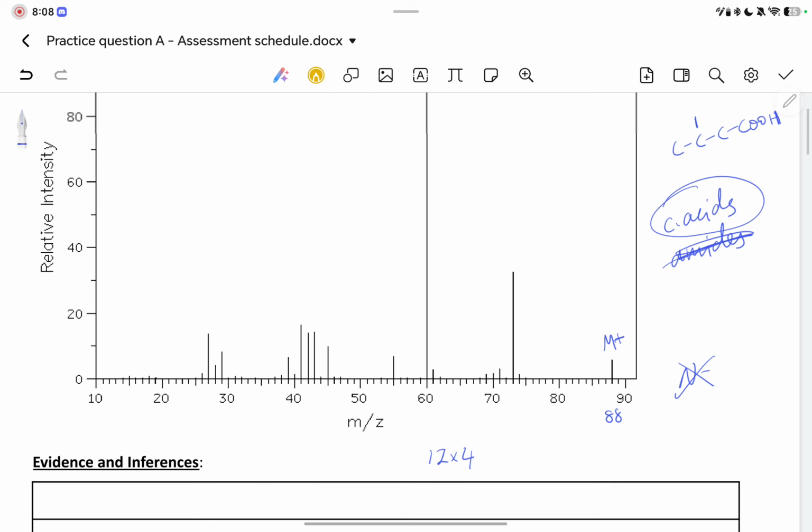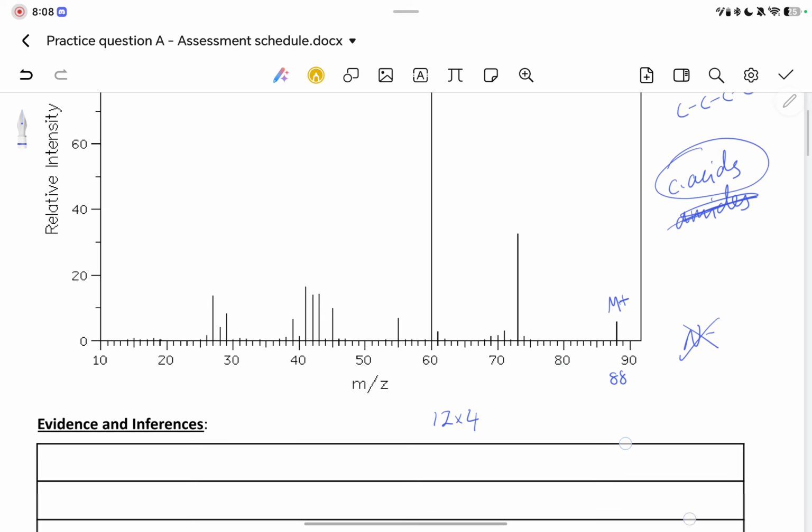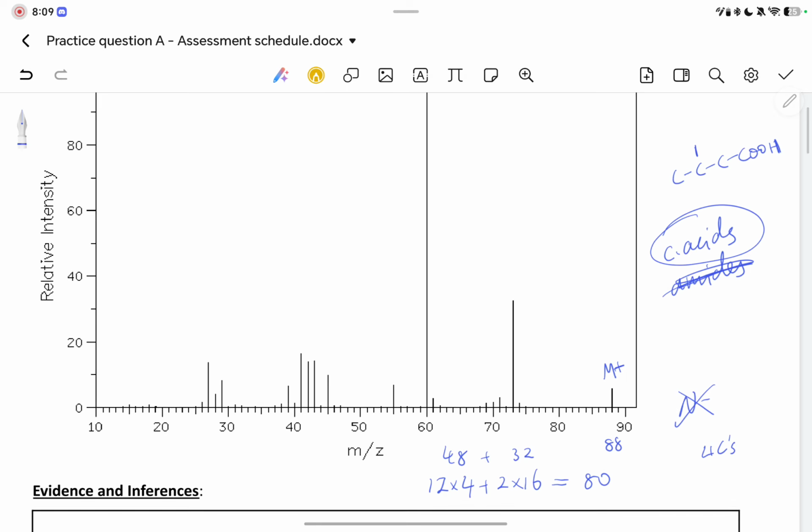And we know that there are 2 oxygens because of the carboxylic acid. So we're going to add 2 times 16, because 16 is the mass of oxygen. That's 32, and that already gives us 80. There's no room for another carbon, so we can say there are 4 carbons, 4 Cs, and the 8 comes from the 8 hydrogens, because 1, 2, 3, 4, 5, 6, 7, and 8.